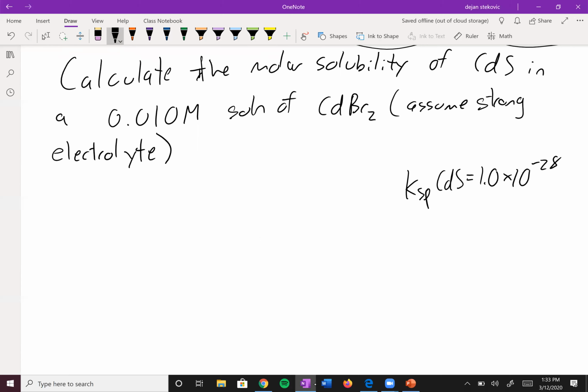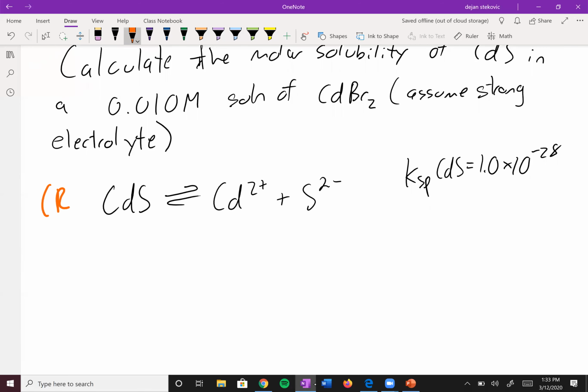So if we take a look at cadmium sulfide, we're trying to dissolve it. So let's take a look at what it's going to dissolve into. What's cadmium sulfide going to dissolve into? Cadmium what? 2 plus. And sulfur what? 2 minus. Right. And then if you don't know what's going on in this class, what should you try? A RICE table.